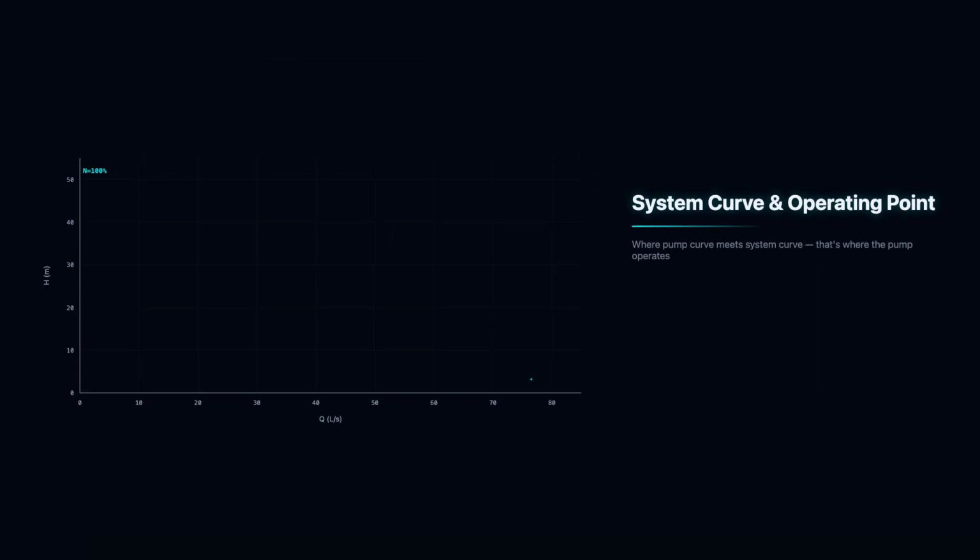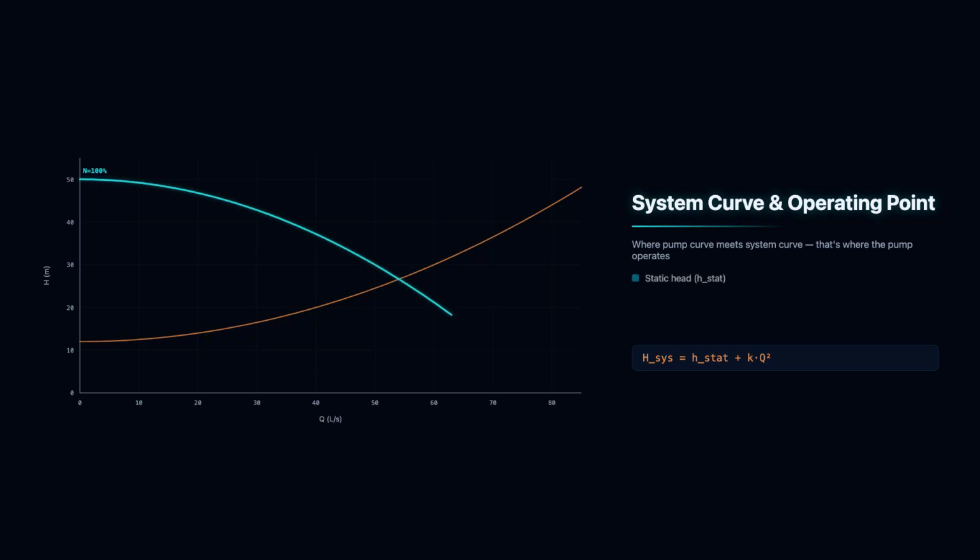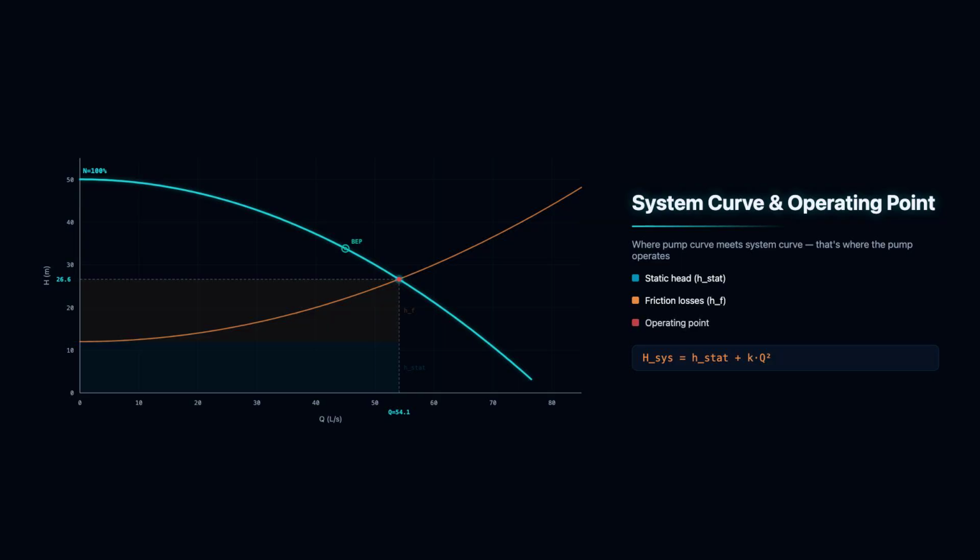The system curve has two components. Static head is the elevation difference the pump must overcome, constant regardless of flow. Friction losses increase with the square of flow rate. Together they form the parabolic system curve. The operating point sits where pump and system curves intersect. This tells us the actual flow and head the pump delivers.